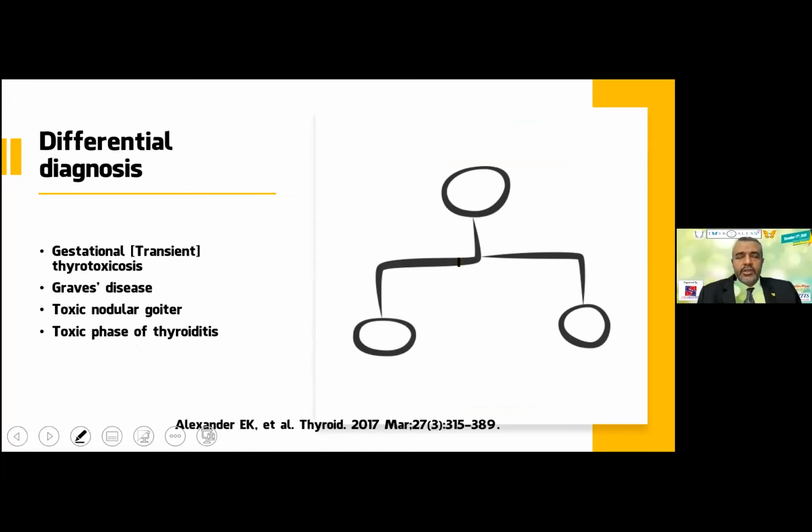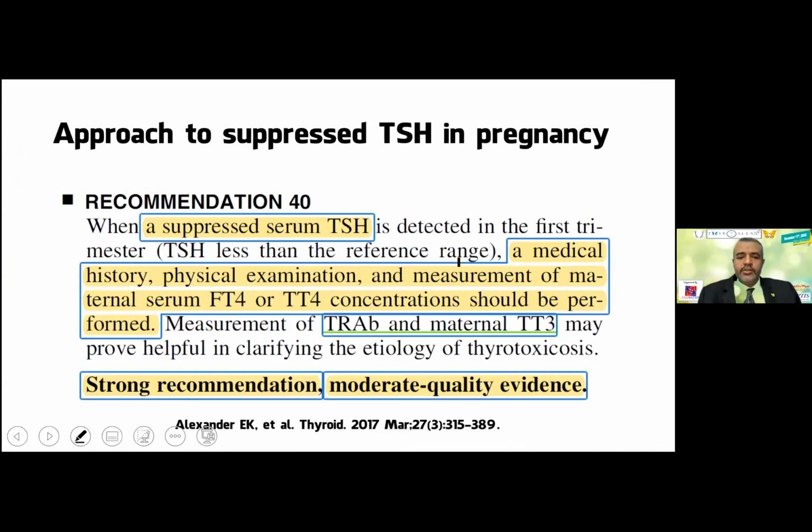The differential diagnosis for such a presentation is either number one, gestational transient thyrotoxicosis, Graves' disease, toxic nodular goiter, or a toxic phase of thyroiditis. Measurement of T3 may be helpful to clarify the etiology of thyrotoxicosis. This was a strong recommendation.